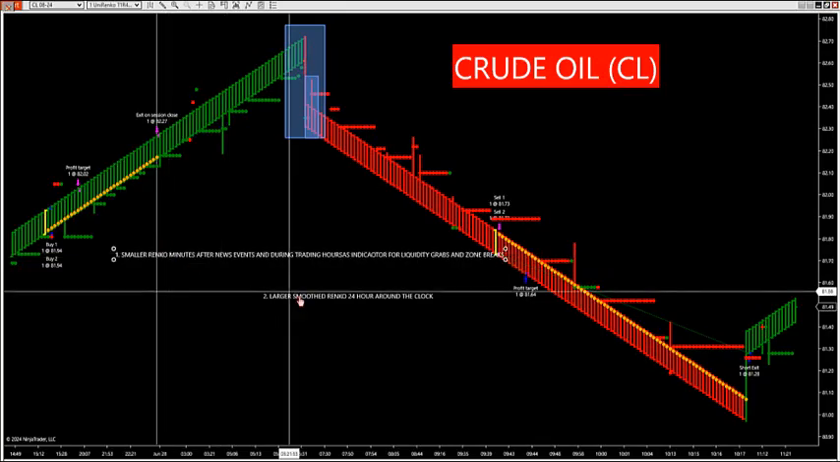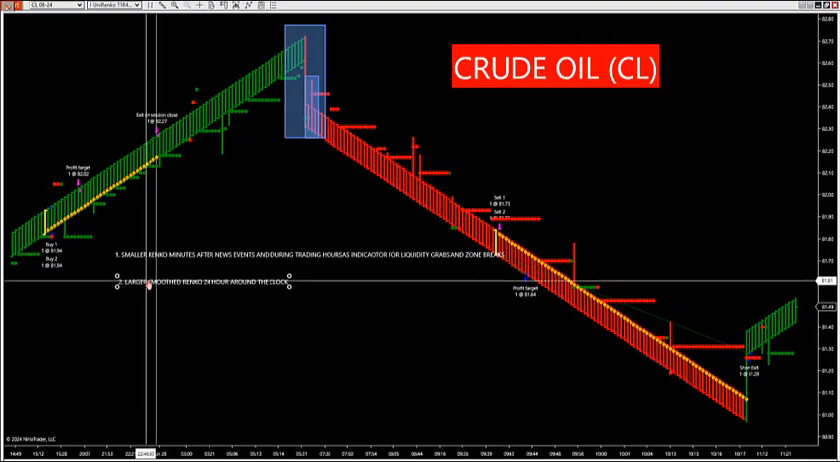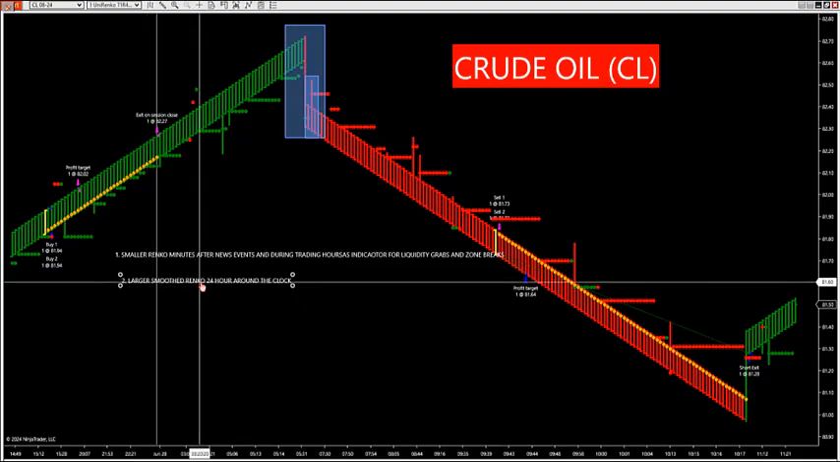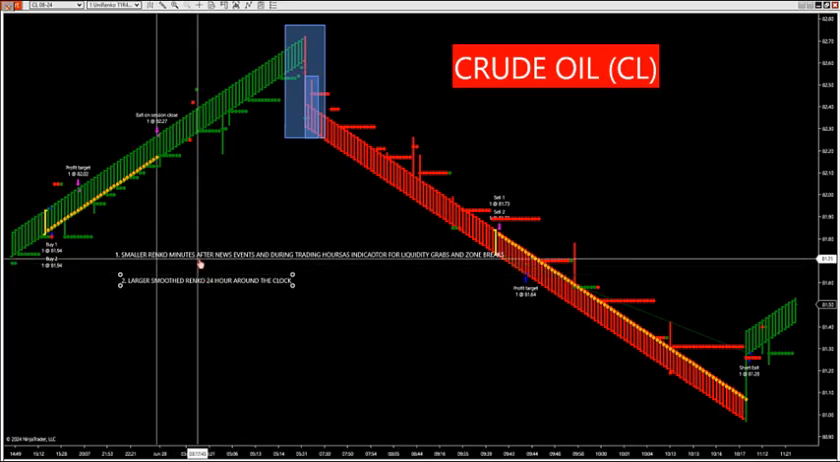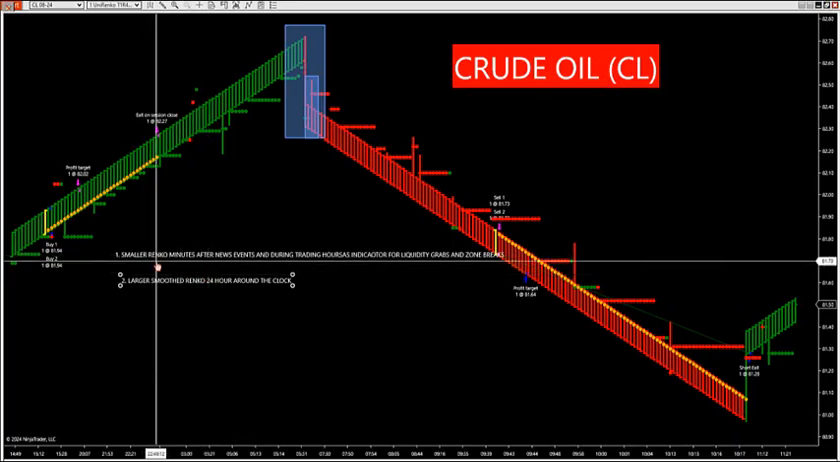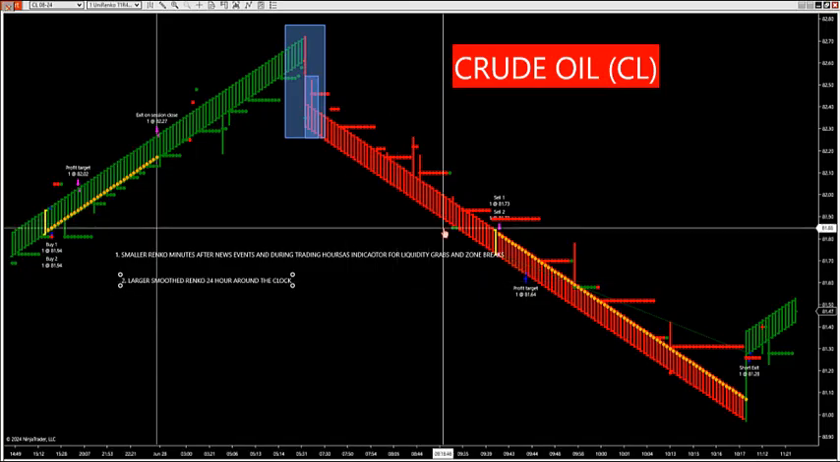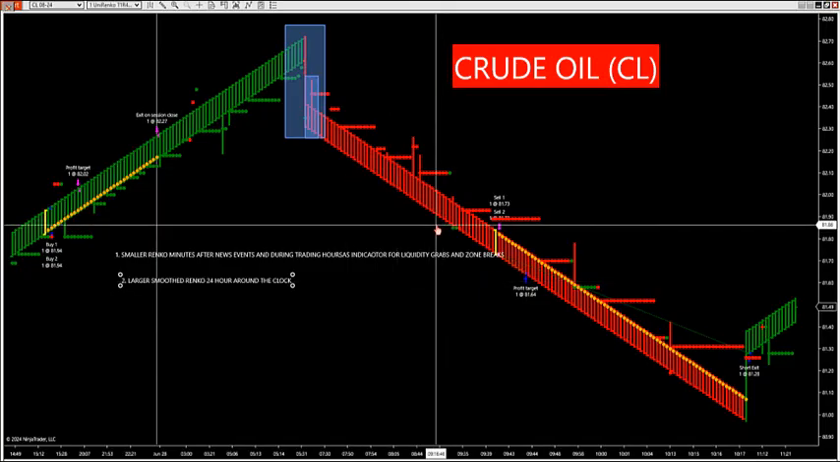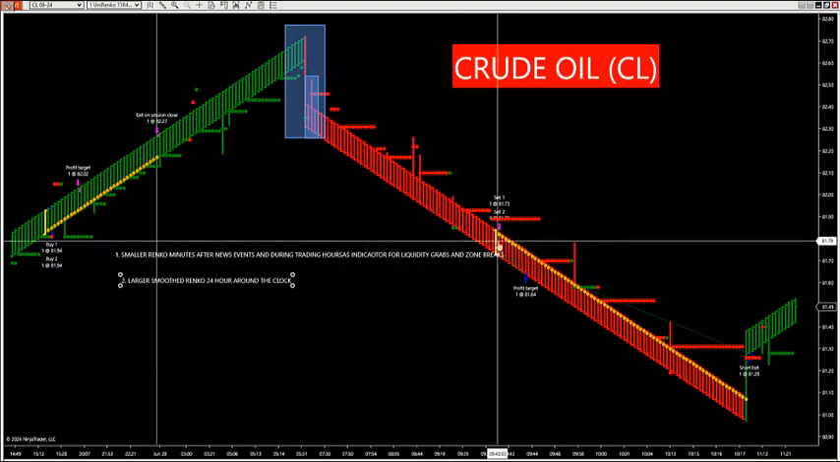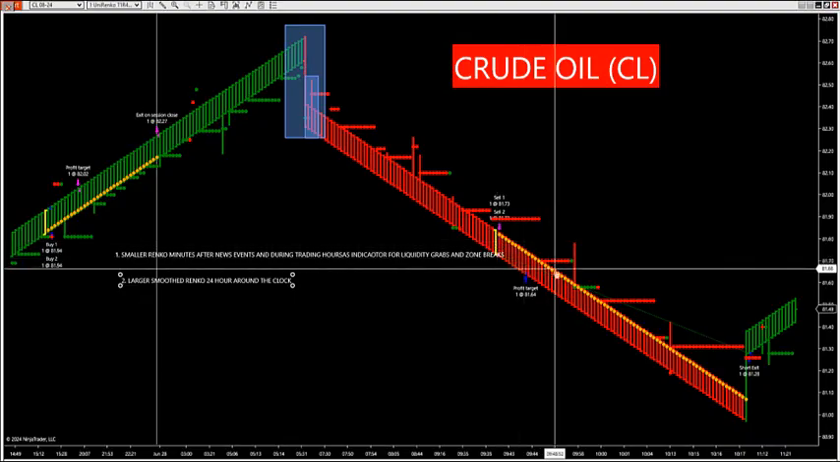We can use the smaller Renko sizes for automation minutes after news events. You don't want to run the smaller Renko size 24 hours a day because you don't want to go through chop on them. But then you can also use them as an indicator too. Just turn on the strategy and these will automatically fire. These yellow candles will automatically fire with the liquidity grabs.